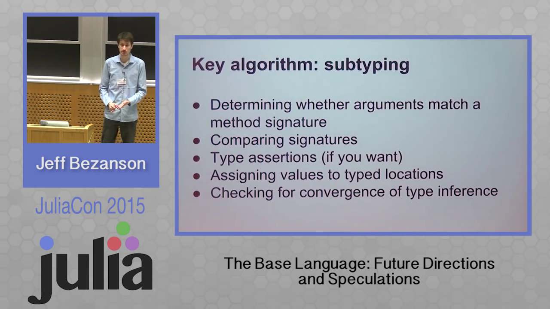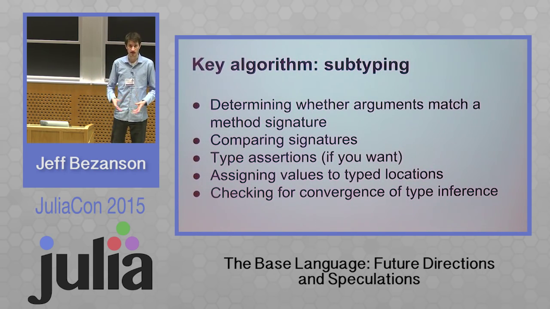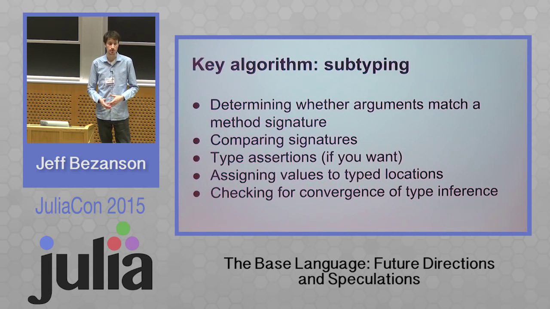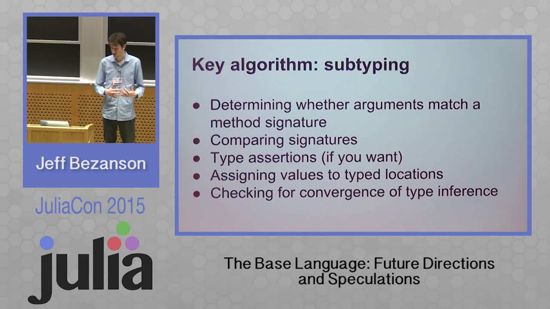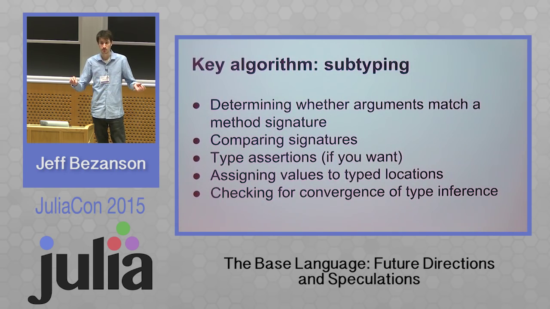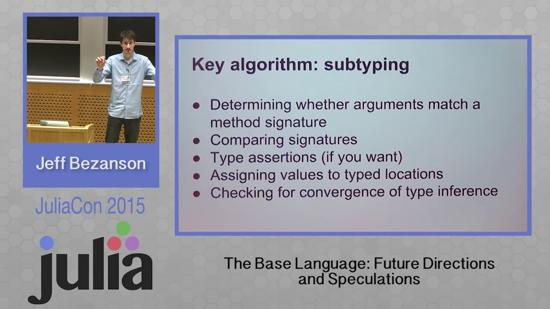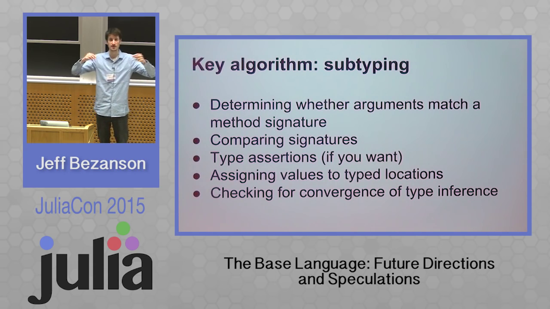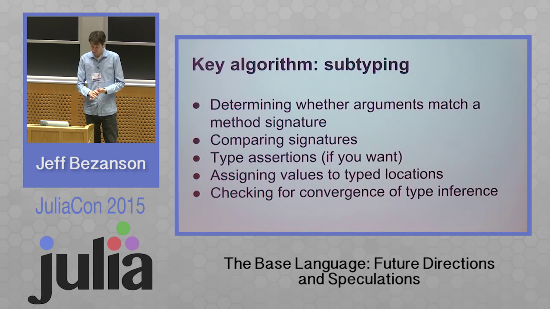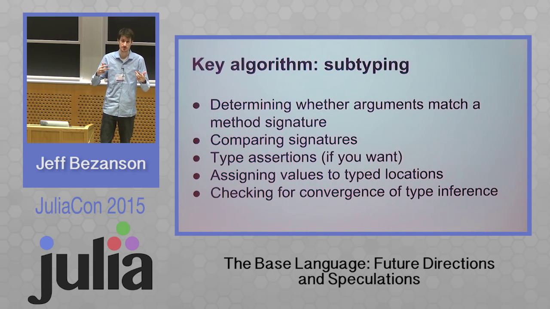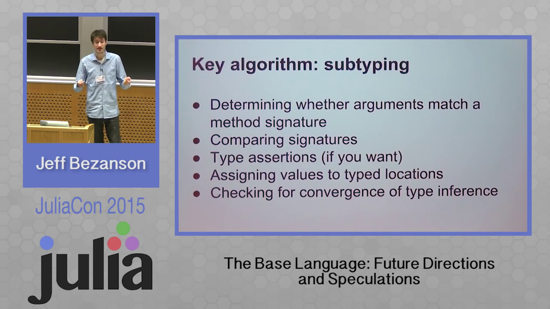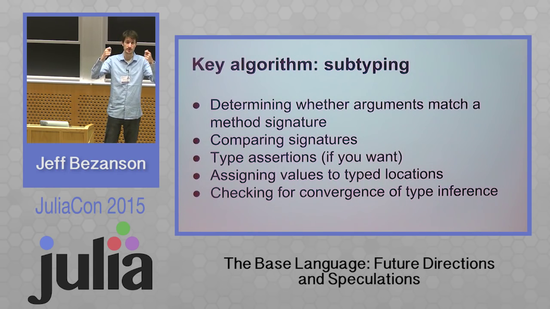So why is that so important? We use this everywhere. This is kind of the fundamental thing that drives how the language works and determines what happens at almost every point in the program. So, determining whether arguments match a method. You have the type of the arguments, you have the type of a candidate method, and if one is a subtype of the other, then the method can be called, otherwise it can't be. Right? So that's pretty important. And then also comparing method signatures. So if you add a new definition, we have to test if it's equal to an existing one, so then we overwrite that method.